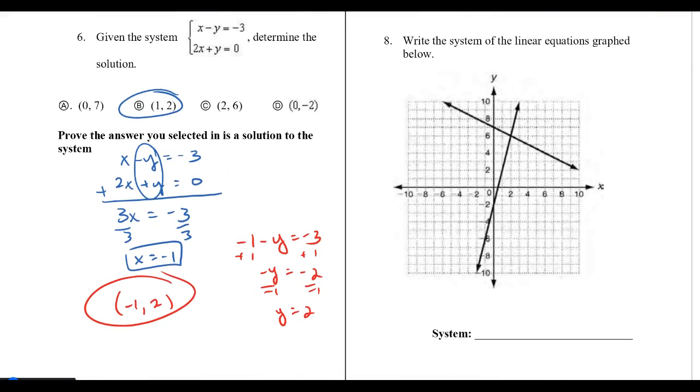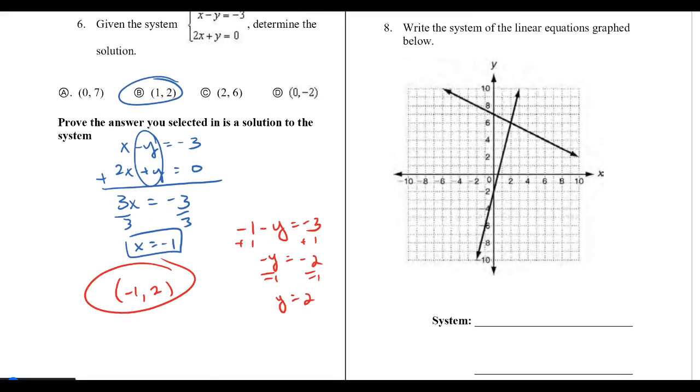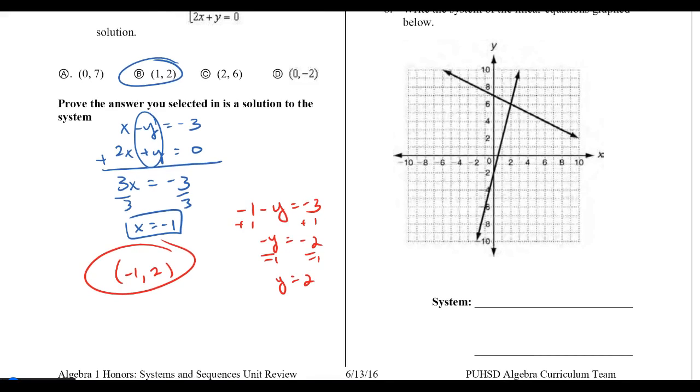Number 8, write the system of the linear equation graphed below. So once again, let's see, I'm going to go ahead and label these as line 1 and line 2. And I can see my y-intercepts. And I can certainly find the slopes. So for line 1, we have a y-intercept at 7. And it looks like the slope is going to be down 1 over 2. So it's negative 1/2 x.